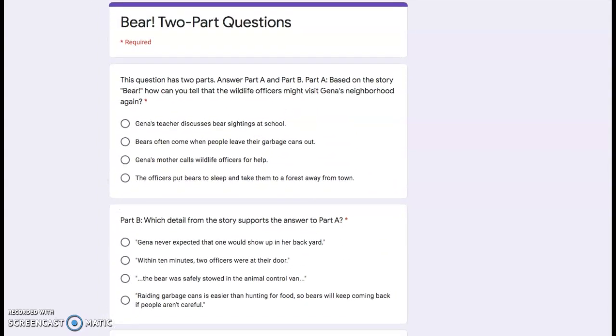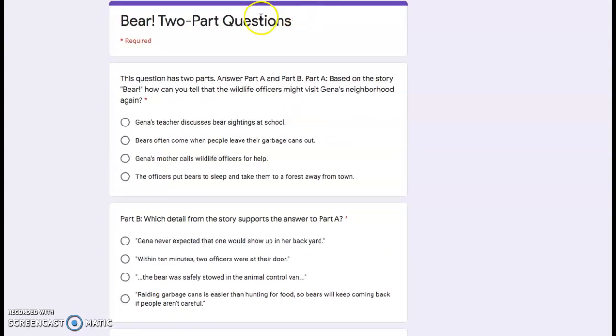All right, so it's going to look like this, Bear two-part questions, and this is actually a Google form, and the link will take you there directly. So I'm going to reread the story Bear, and there is a link to the story in here. But I'm going to read it to you, and then we're going to go through these questions.